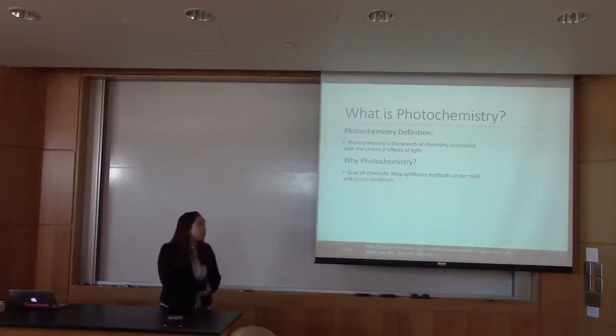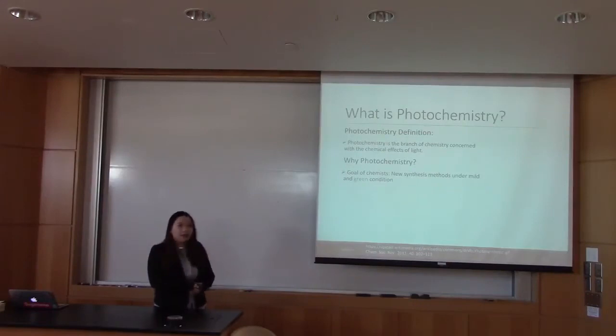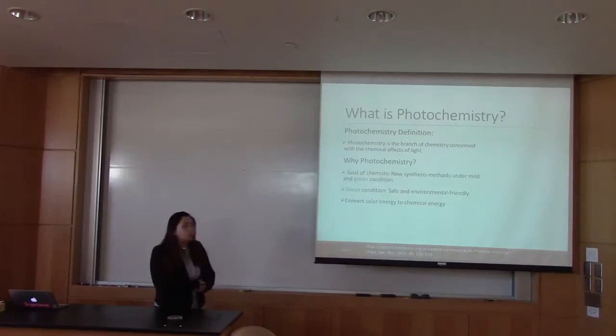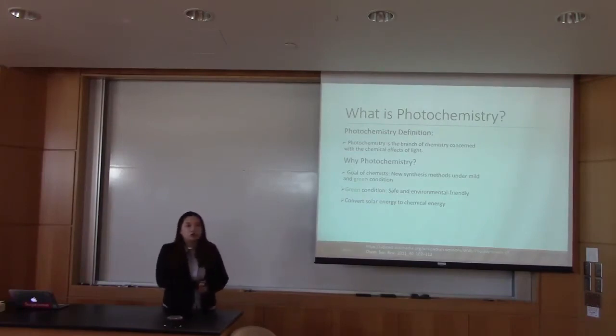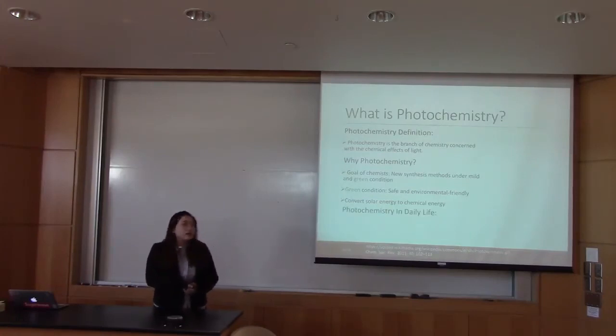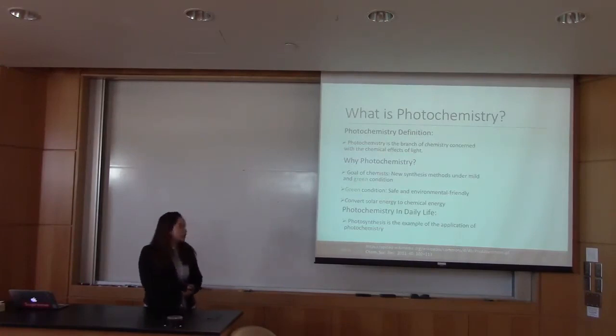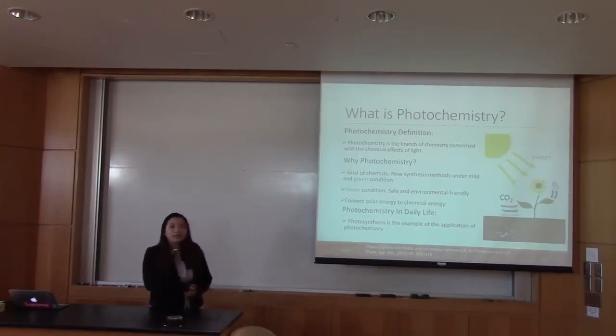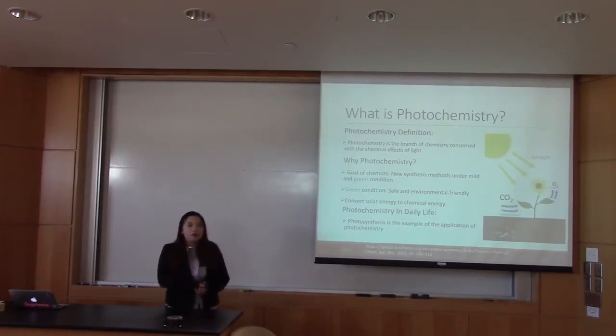In the old times, they always used very toxic compounds as catalysts. Green conditions mean they can do the reaction under safe and environmentally friendly conditions, and they can convert light energy or solar energy into the chemical energy needed in the reactions. There are lots of examples in daily life, for example photosynthesis. In photosynthesis, the plant converts carbon dioxide and water into the energy or sugar the plant needs in daily life, with the help of sunlight.